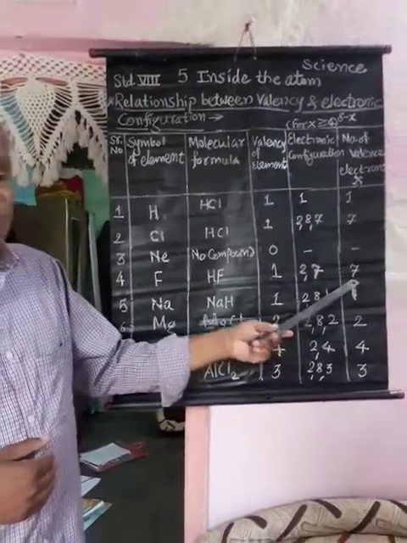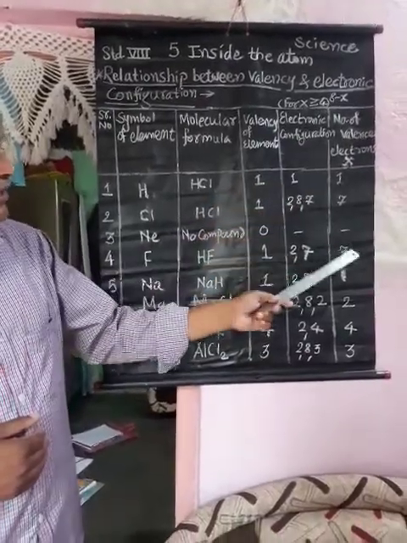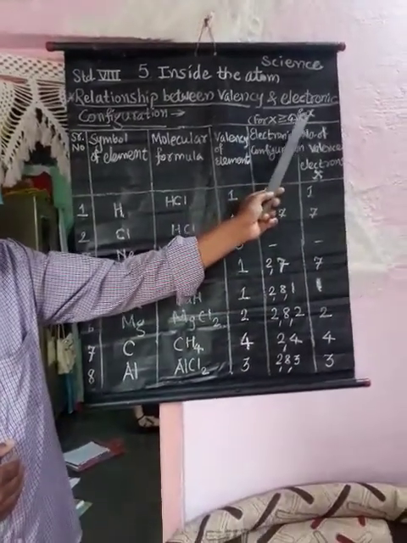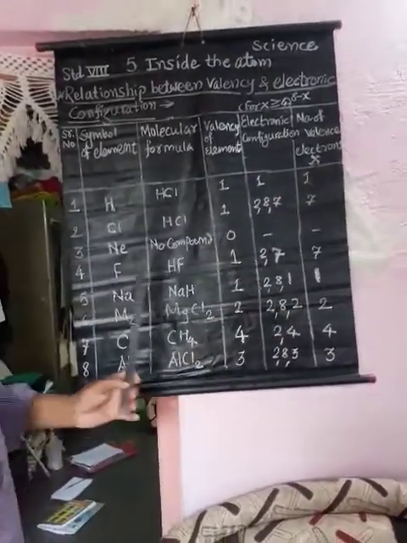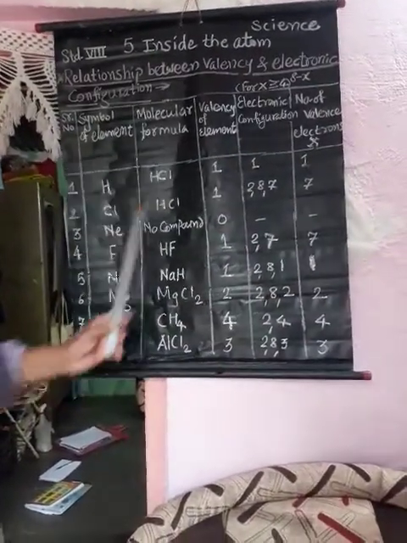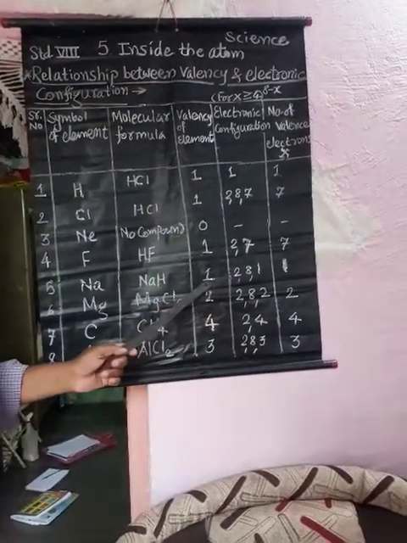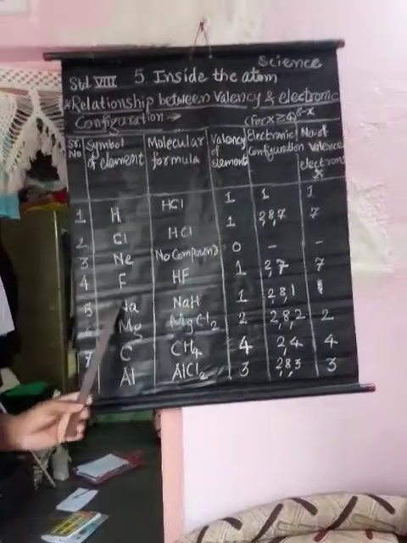Here the number of valence electrons is more than 4. That's why we use 8 minus x. 8 minus 7 is equal to 1. So in this way, the value of 8 minus x is 1 here, and that matches the valency of fluorine.